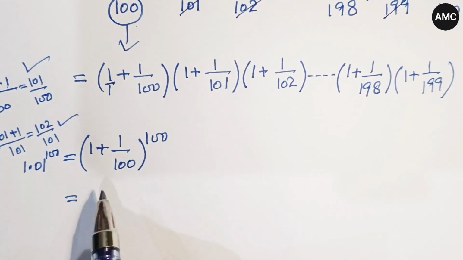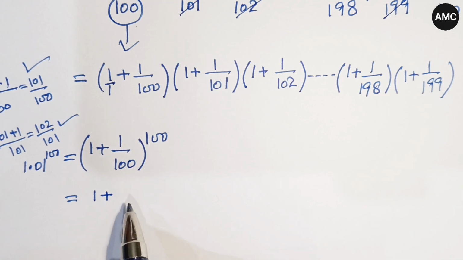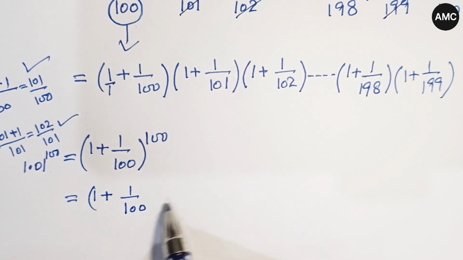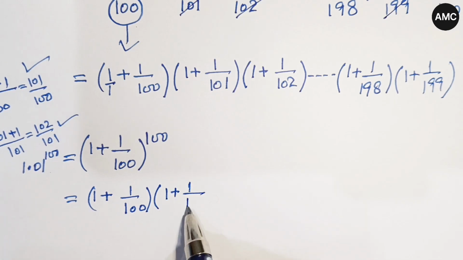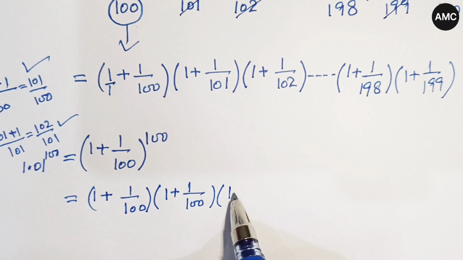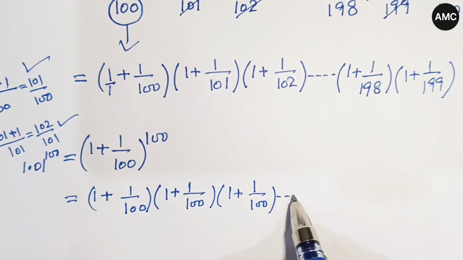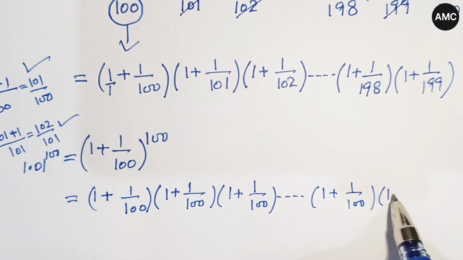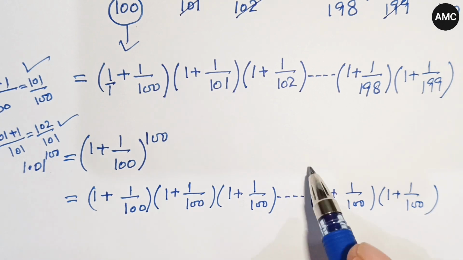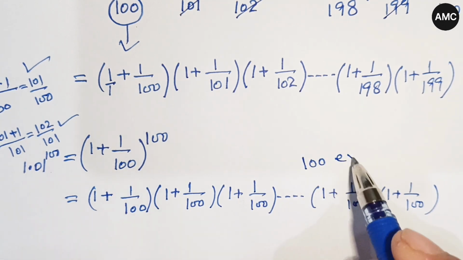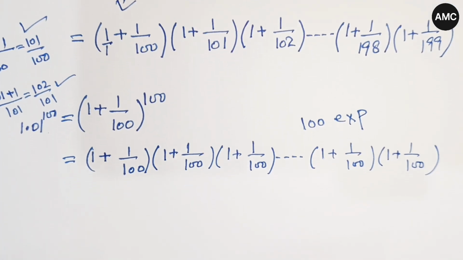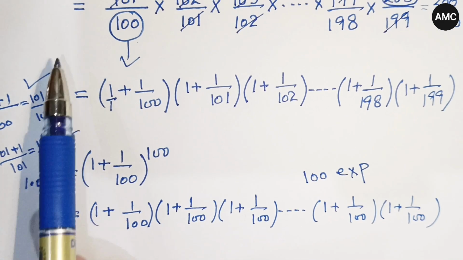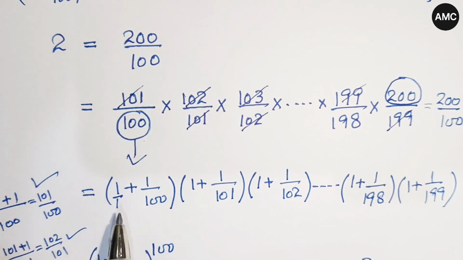So here we write this expression again: 1 plus 1 over 100, times 1 plus 1 over 100, times 1 plus 1 over 100, and so on up to 1 plus 1 over 100. We have the same 100 expressions here. So according to this, our second number, which is 2, is equal to this one.